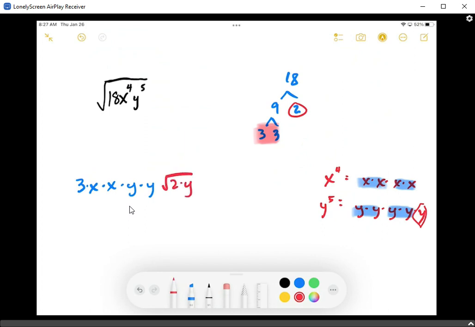All right, so let's take all of those things that we've simplified down and put them together. They're already broken up. So 3, we've got x times x, which is the same thing as x squared. We've got y times y, which is y squared. Underneath that radical, we've got 2y. What I just boxed in is equivalent to what we started with.